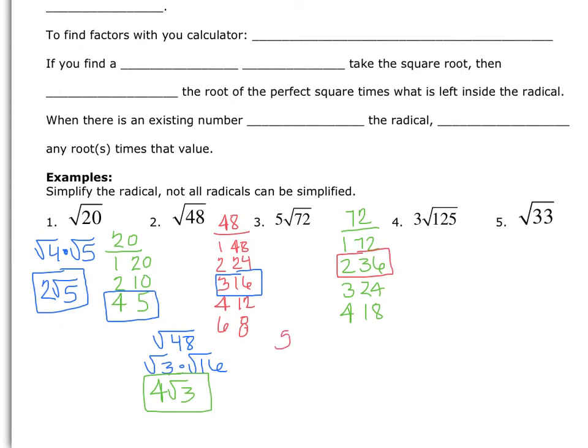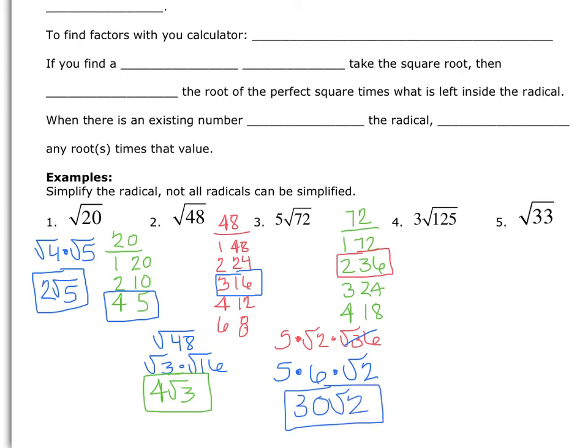So that's going to be 5 times, you've got to keep the number still on the outside, the square root of 2 times the square root of 36. If it's perfect, you're going to go ahead and take the square root. So this is going to be 5 times, this cancels because we take the square root of it, and we still have times the square root of 2. This is what was meant: when you take the square root of a number and there's a number on the outside, you go ahead and multiply those. So the final answer, 5 times 6 is 30, square root of 2.